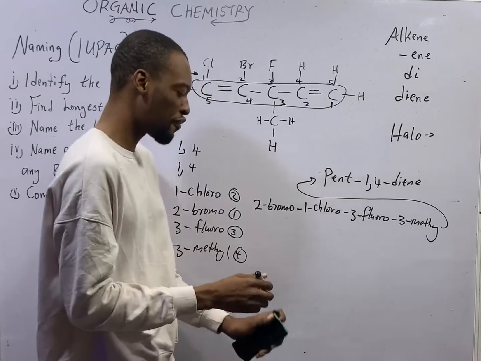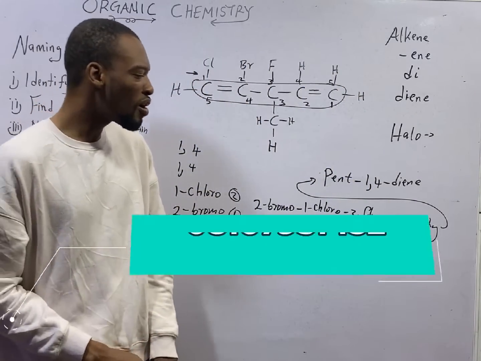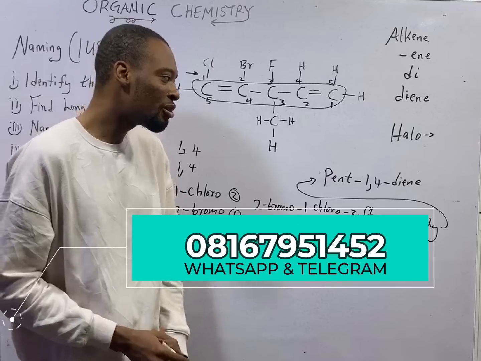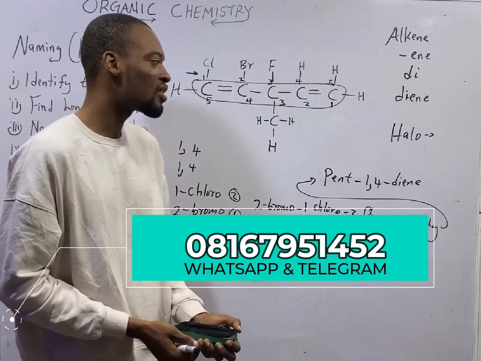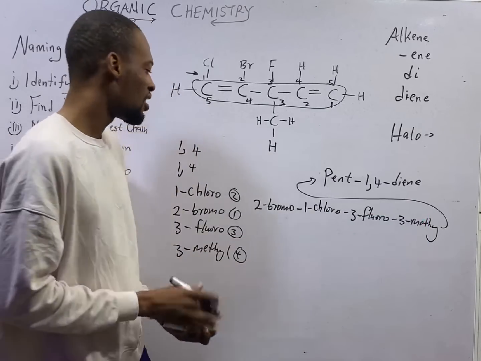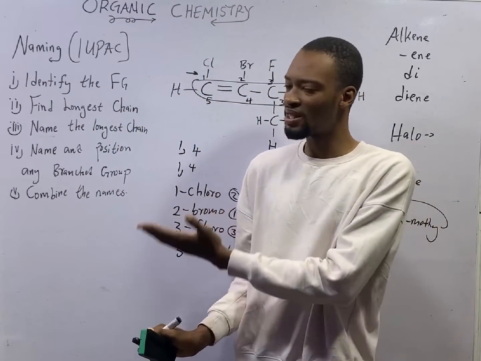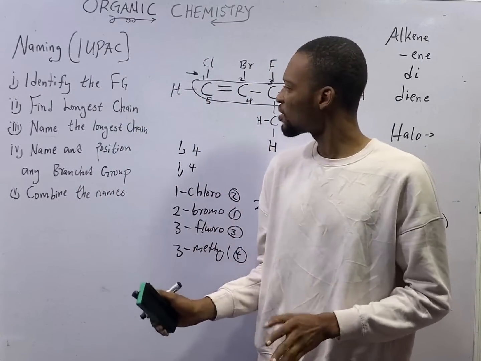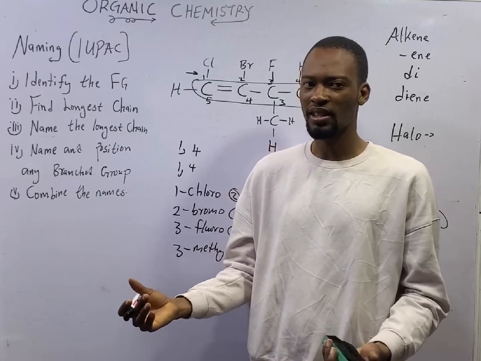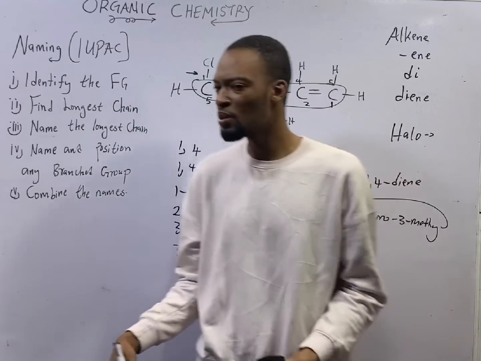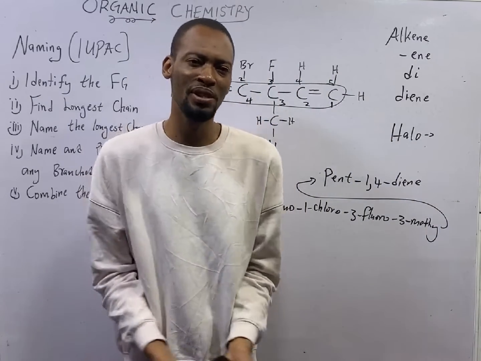Pent-1,4-diene. 2 bromo, 1 chloro, 3 fluoro, 3 methyl, pent-1,4-diene. And the basis I'm using in this naming of compounds is that I use the normal JAMB standard, then I use some that are more than JAMB standard, so that when you understand all this, naming of compounds in JAMB will just be like A, B, C.